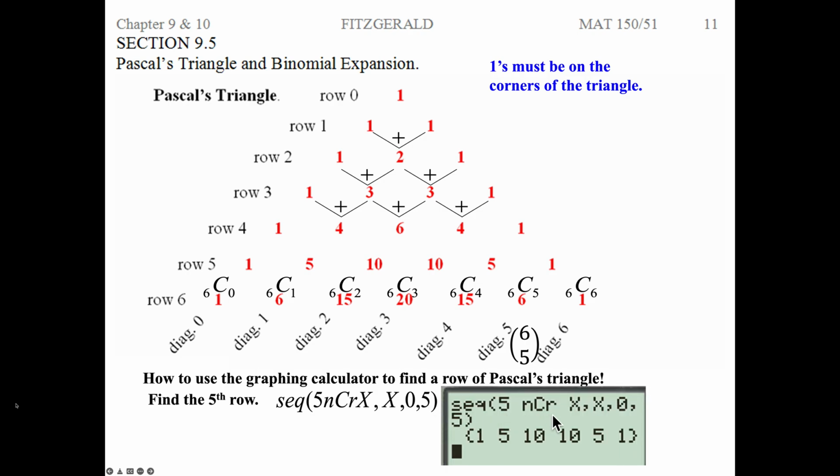In the older calculators, this is how it's entered if you don't get that little pop-up sequence window. You hit enter, and it gives you all the numbers.